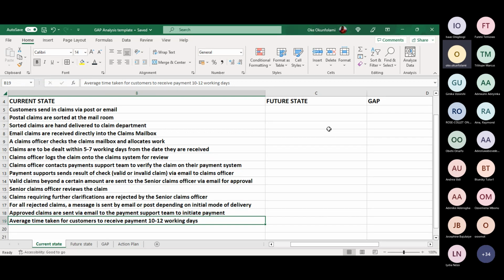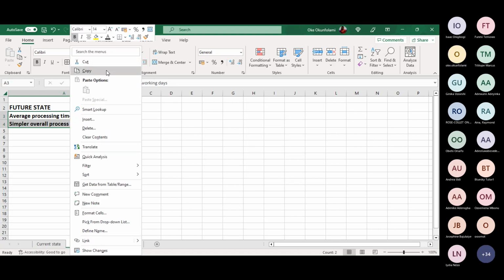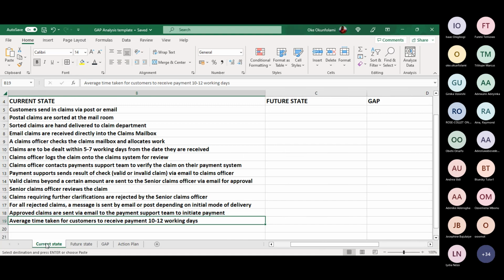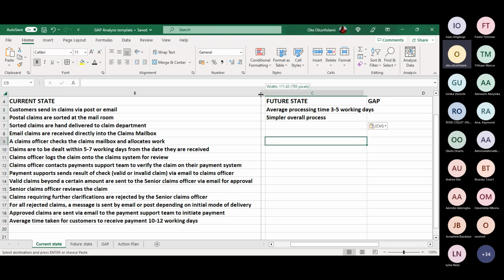I think I can give us the future state so that we can identify the gap, so that we make this exercise shorter. I'm just going to take that out here. I'll do the future state so that we can go straight and identify the gaps.